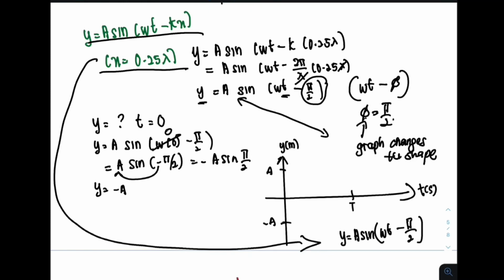So now to sketch, apa yang jadi adalah bila my t is equals to 0, saya punya y dah duduk dekat negative A. So this is where I'm going to start my graph. When t is equals to 0, my y is equals to negative A. So I'm going to start my graph from here. I'm going to complete 1 cycle. So dia kena naik, pergi ke maximum, dia akan datang balik sini. So this is the shape of my graph sekarang. This is how my graph looks like.